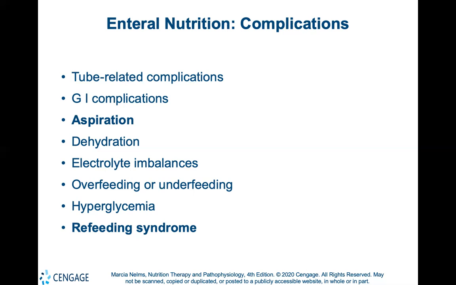Hyperglycemia can appear even in patients with no previous history of diabetes. Guidelines for the treatment of hyperglycemia during nutritional support vary between critically ill and non-critically ill patients. Typically, insulin is initiated when blood glucose is greater than 180 milligrams per deciliter. Refeeding syndrome is a term used to describe several common metabolic alterations that may occur in patients who are malnourished or in a state of starvation.